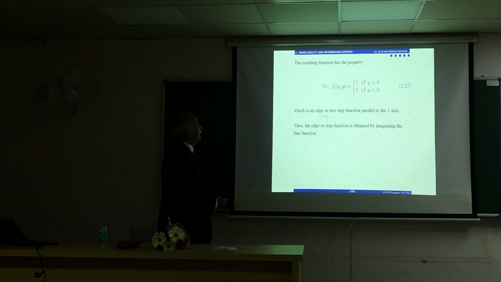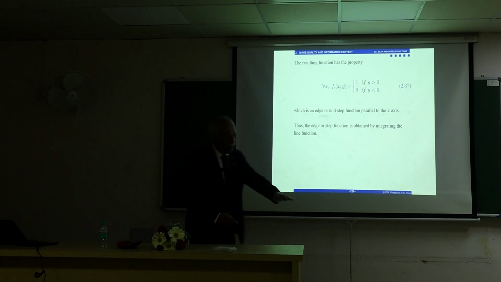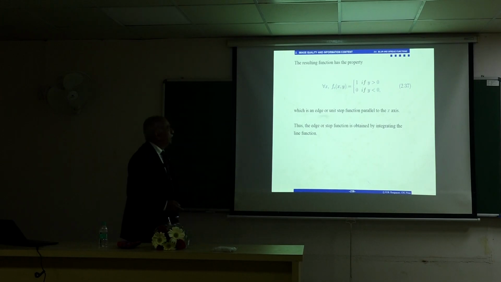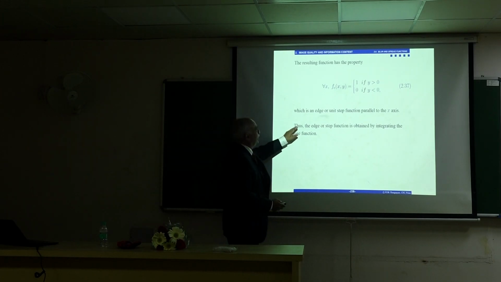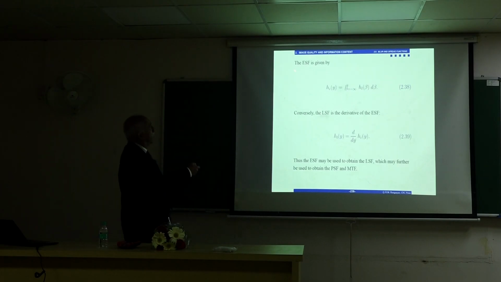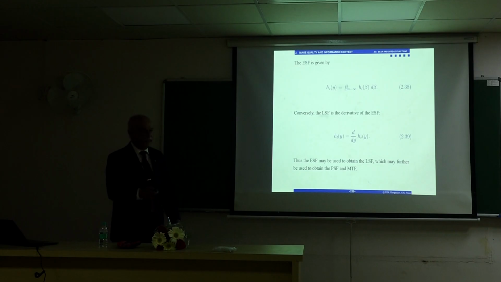So that edge has this property. As I said, it is 1 here and 0 there. That's the edge function. So the edge or step function is obtained by integrating the line function. And the edge spread function is given by integrating the line spread function. Or the line spread function is given by the derivative of the edge spread function.